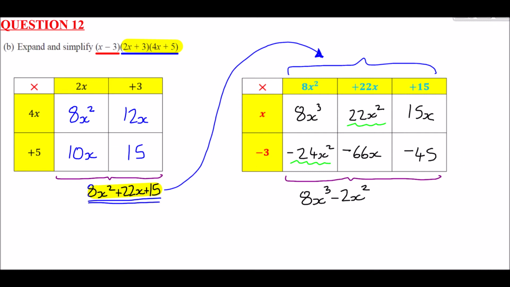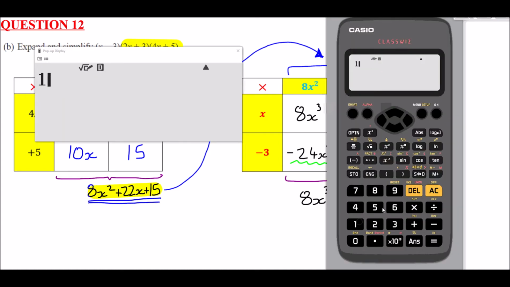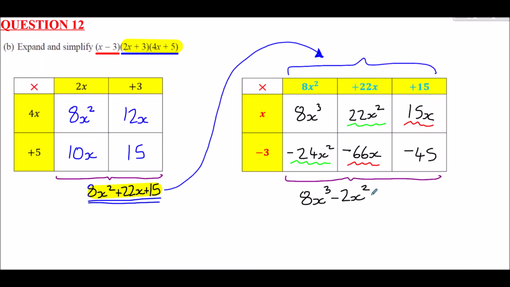Now we can look at the normal x's. So I've got 15 here, but I'm taking away 66 there. So again, on the calculator if you want, what's 15 take away 66? That's minus 51. So I'd have minus 51 x's, and finally that minus 45 needs to live on the end as well. So just underline that, and we're good. That's the fully expanded out set of 3 brackets: 8x cubed minus 2x squared minus 51x minus 45.